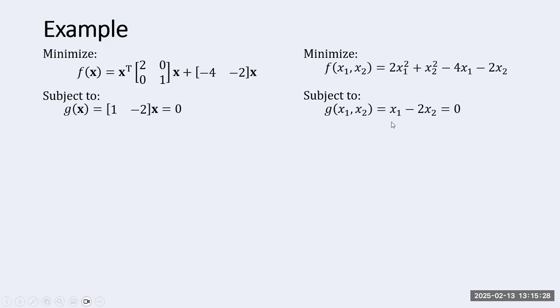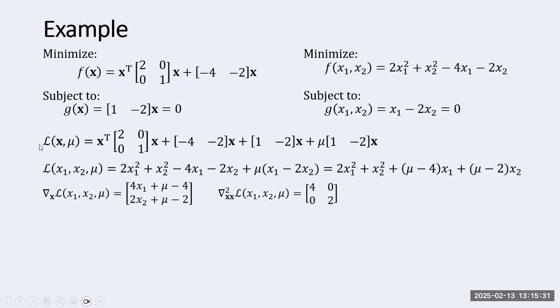Okay, so this is our Lagrangian. Since we have just one scalar function, mu is a scalar. Mu is called the dual variable or the Lagrangian multiplier. Okay, both terms are equivalent. So this is the Lagrangian. Or in terms of scalars, it's this function here, f of x1, x2, plus mu of x1 minus twice x2. And we simplify to this.